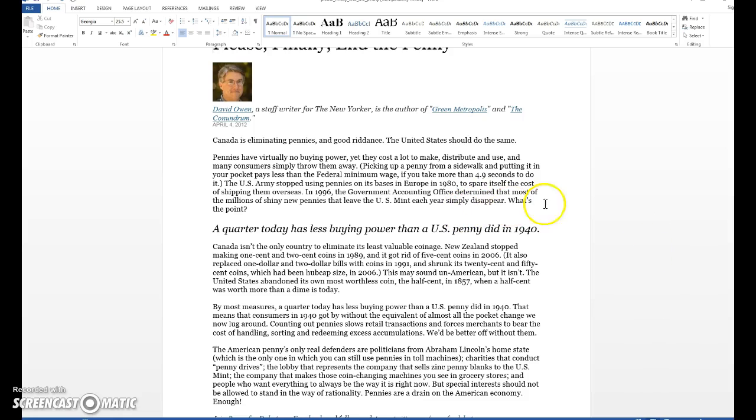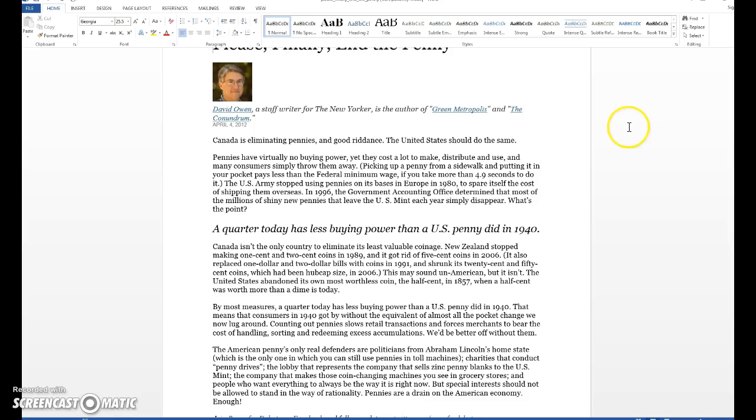Canada is eliminating pennies, and good riddance. The United States should do the same. Pennies have virtually no buying power, yet they cost a lot to make, distribute, and use, and many consumers simply throw them away. Picking up a penny from a sidewalk and putting it in your pocket pays less than the federal minimum wage if you take more than 4.9 seconds to do it. The U.S. Army stopped using pennies on its bases in Europe in 1980 to spare itself the cost of shipping them overseas. In 1996, the Government Accounting Office determined that most of the millions of shiny new pennies that leave the U.S. Mint each year simply disappear.